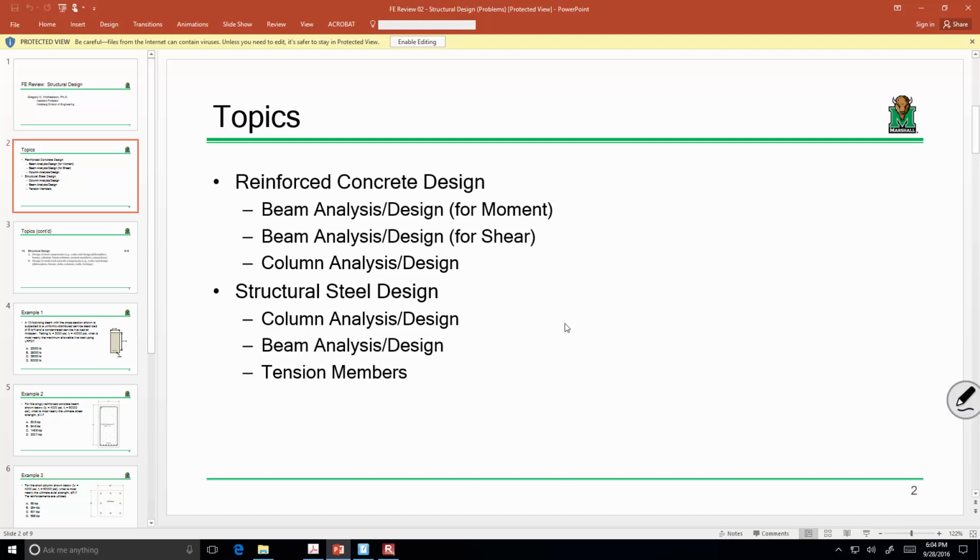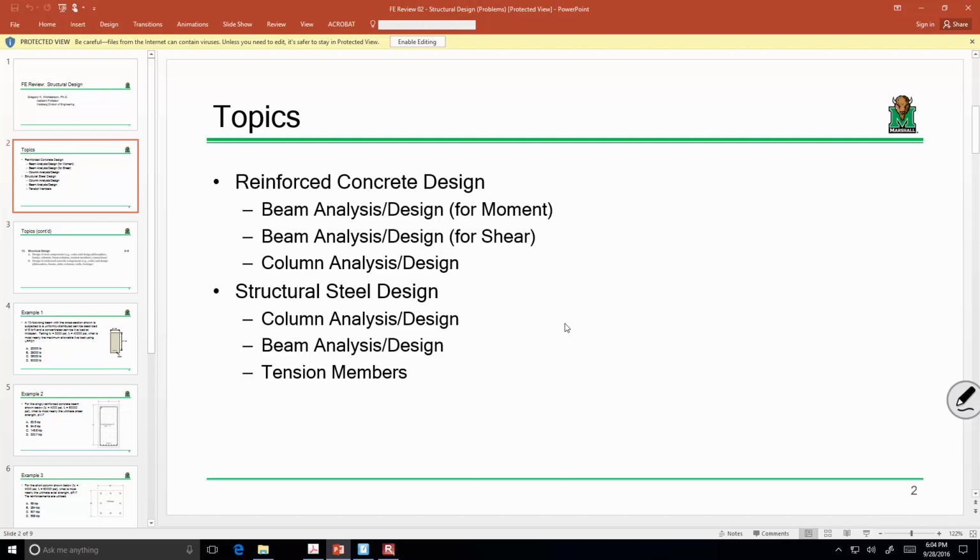One of the ways I wanted to organize this is I wanted to do the concrete stuff first, because here at Marshall, you are required to take reinforced concrete design. Steel is an elective. So I know some folks in this room have not had steel design. That's okay. I'll do my best to try and gloss over the big stuff.